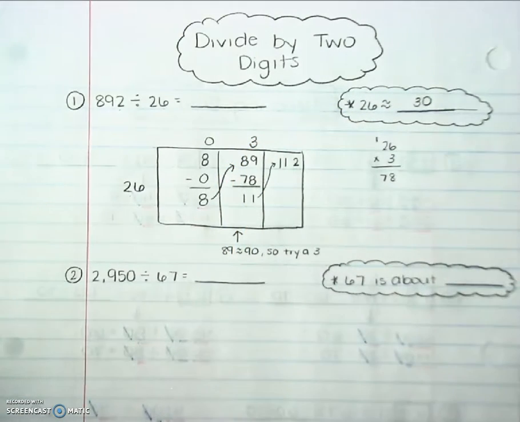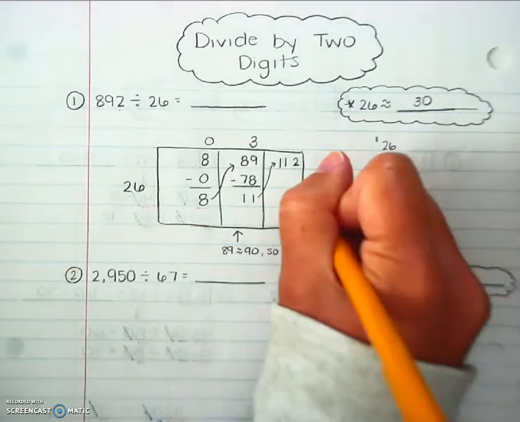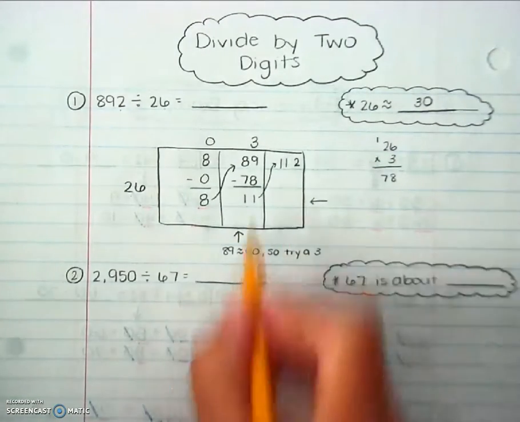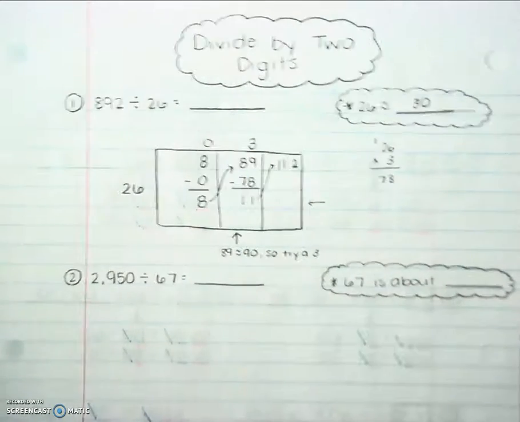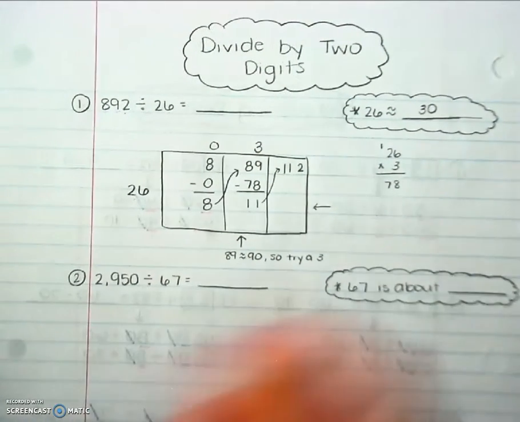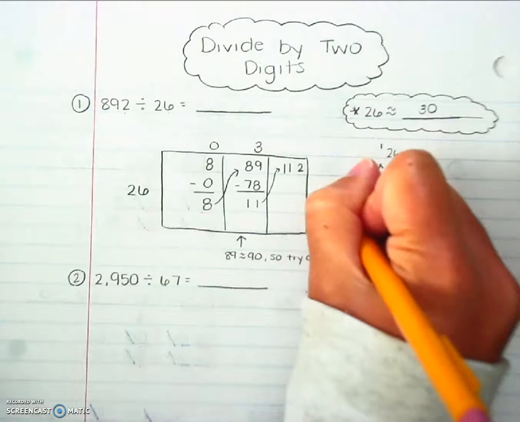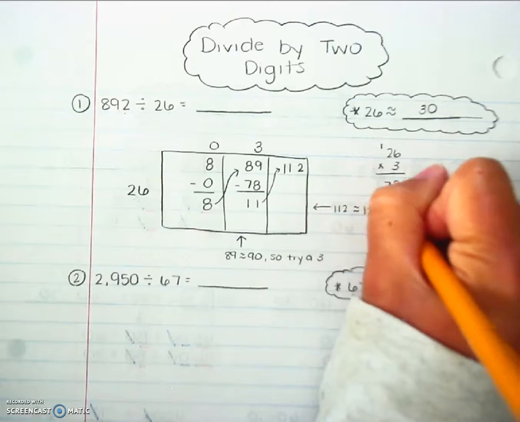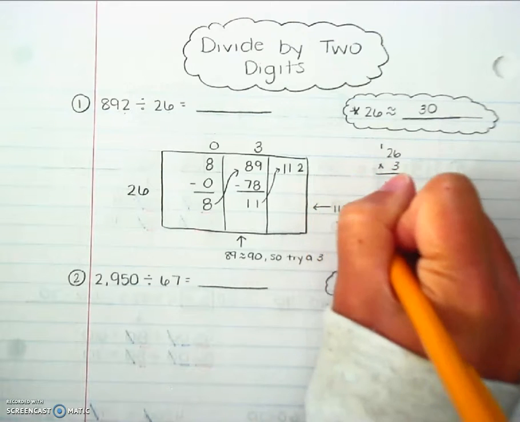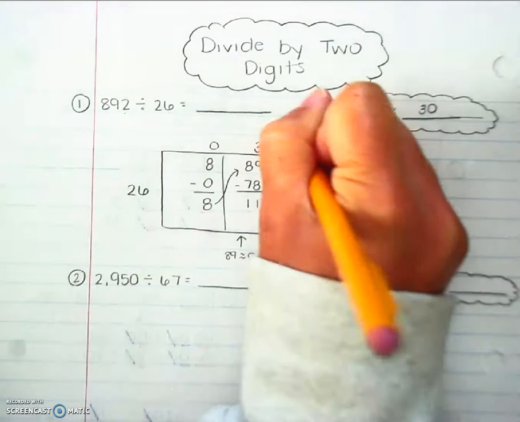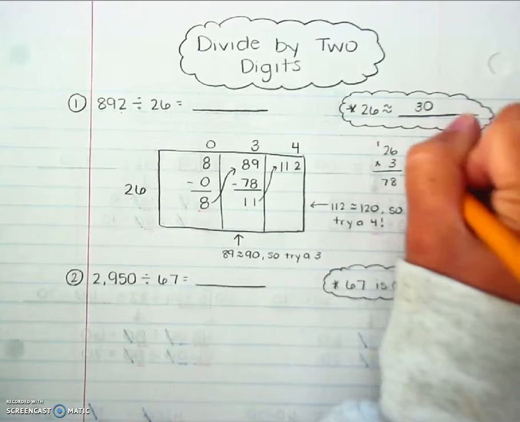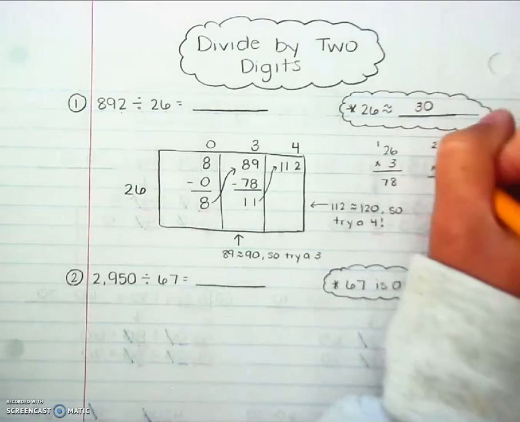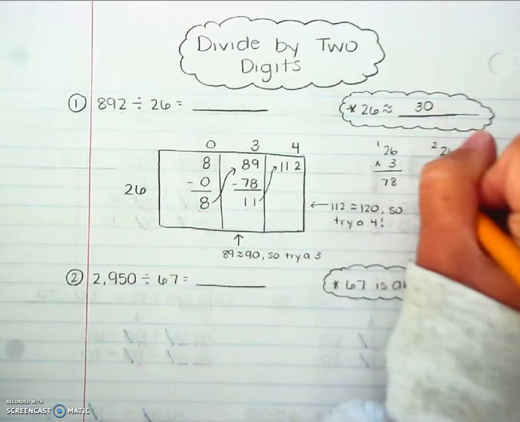Now 112 divided by 26 is also a little tricky. But I can think, if I'm skip counting by 30s, I knew 3 groups of 30 was 90, and that's going to be too small. So another group of 30 would be 120. 112 is pretty close to 120, so maybe we can try the digit 4 in this spot. So 26 times 4. 4 times 6 is 24. Bring down the 4, carry the 2. 4 times 2 is 8, plus 2 is 10.